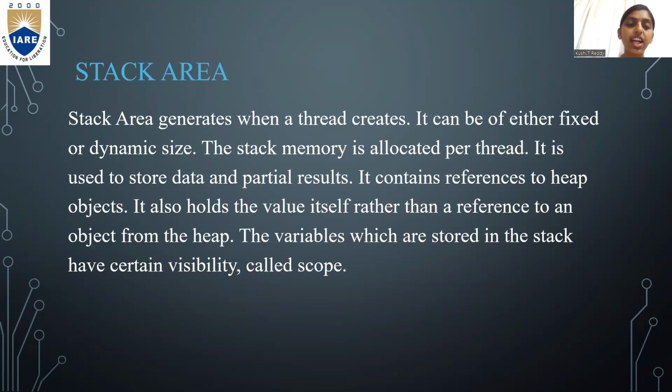Coming to the stack area: it is generated when a thread is created. Whenever a thread is created, the stack area is used for memory allocation. It can be either of fixed or dynamic size. The stack memory is allocated per thread. It is used to store data and partial results. It contains references to heap objects. It also holds the value itself rather than a reference to an object from the heap.